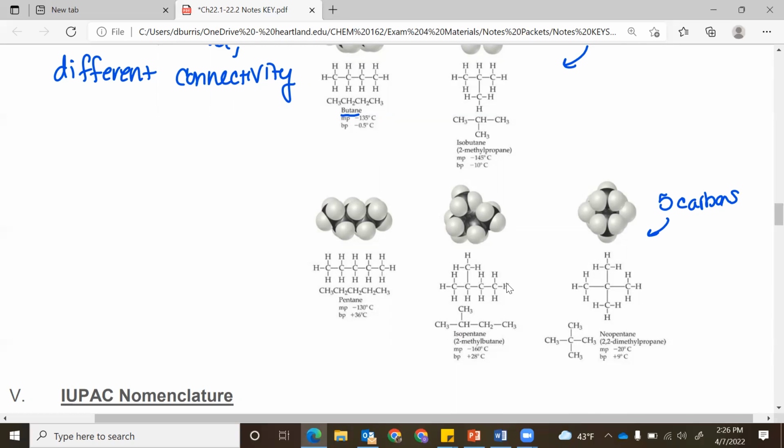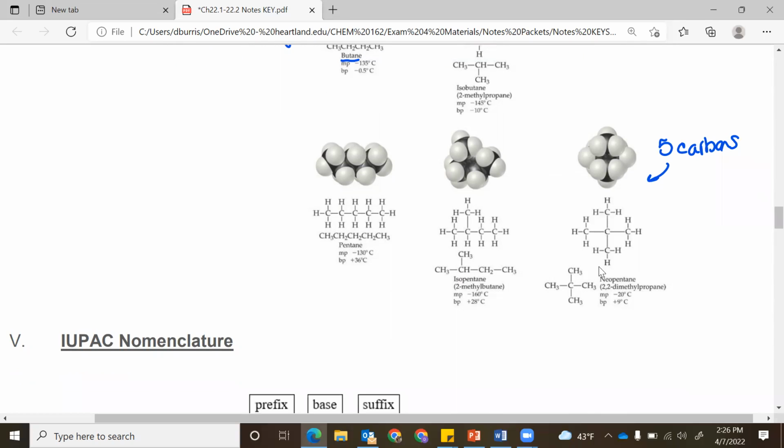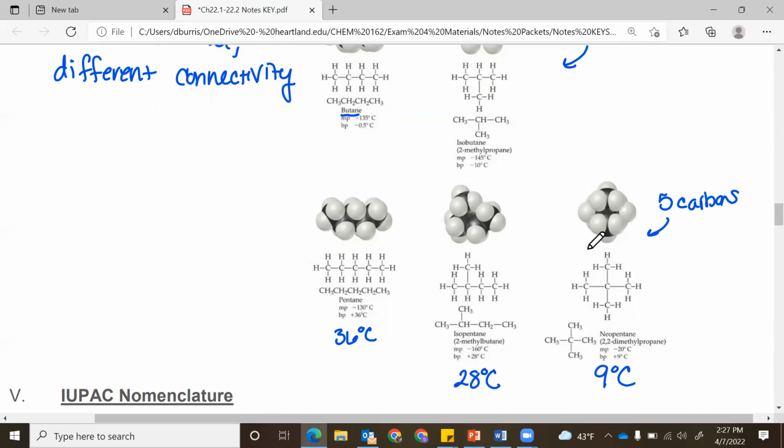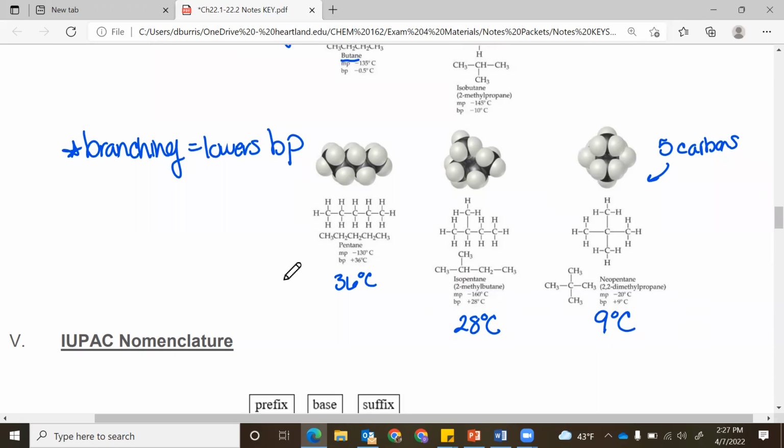Now, when we start branching them, and you probably can't see this, but this one's boiling point here is 36 degrees Celsius. This one is 28 degrees Celsius, and this one is 9 degrees Celsius. So what does the branching do? Yeah, branching essentially lowers the boiling points. Okay, they don't stick together as much when they're all branched off. They can't fit together very well, is essentially what's going on.